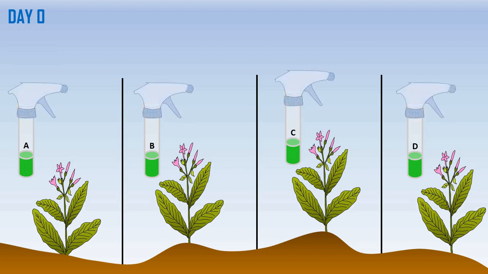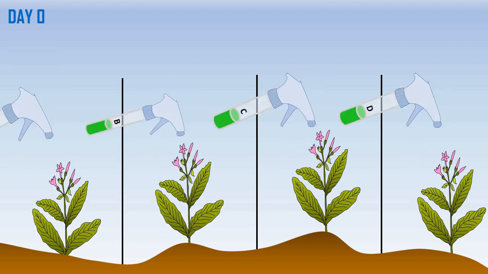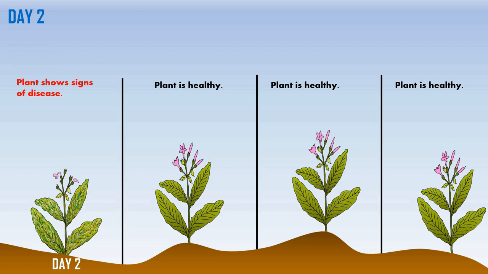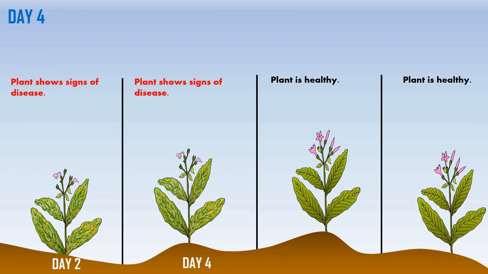Filtrate dilutions are inoculated on plants, and then one has to wait until symptoms of tobacco mosaic disease become apparent. On day 2, the plant which was inoculated with the most concentrated filtrate shows the signs of disease. Then on day 4, symptoms appear on the plant that was inoculated with tube B.